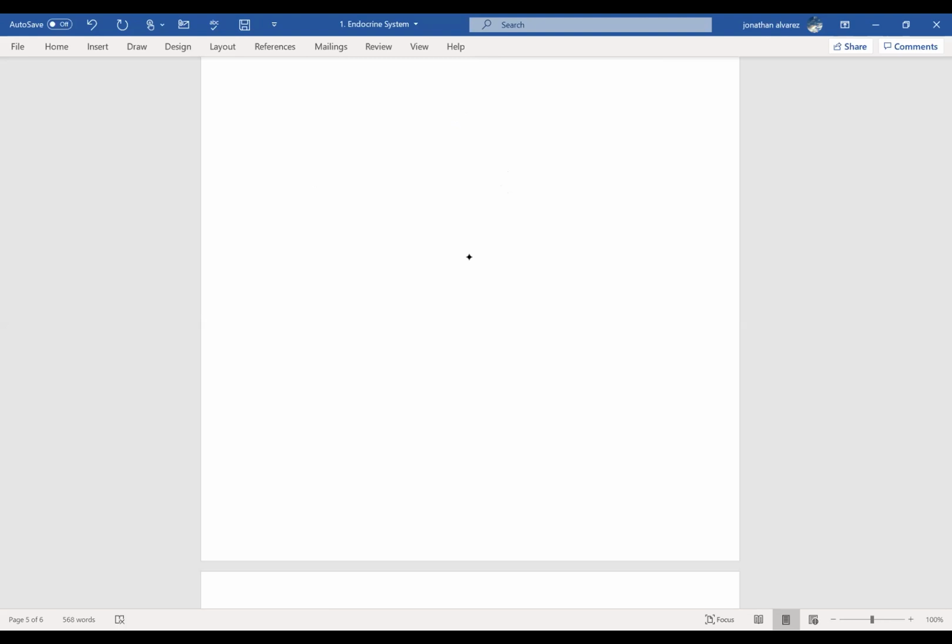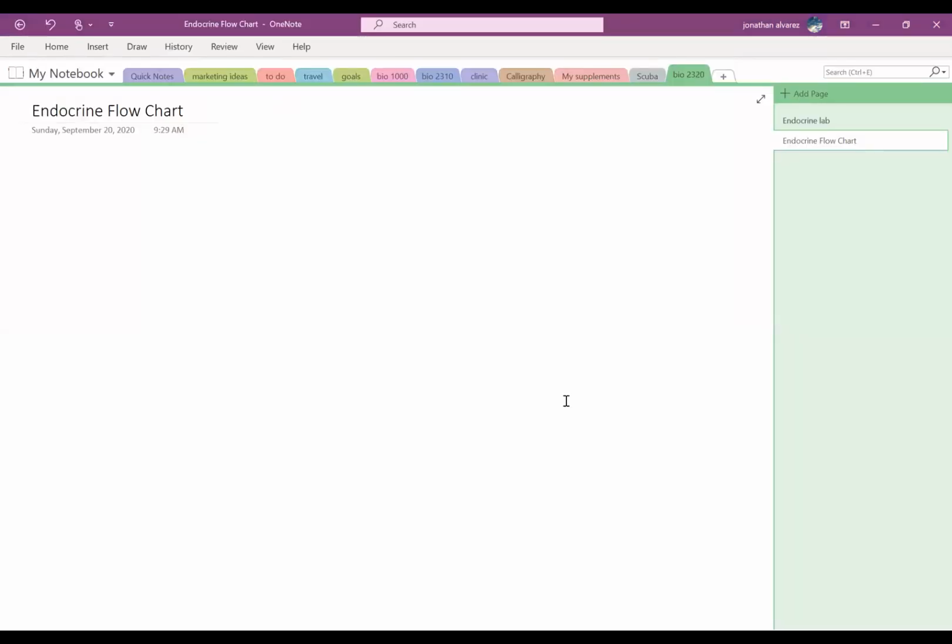Okay, so let's start with uh, the hypothalamus. Okay, hold on, I'm gonna use a different program. That one's not working right. Let me do this screen share with you. Okay.